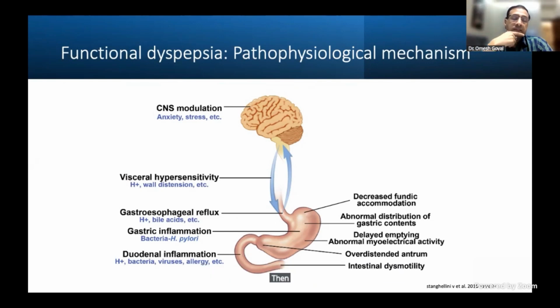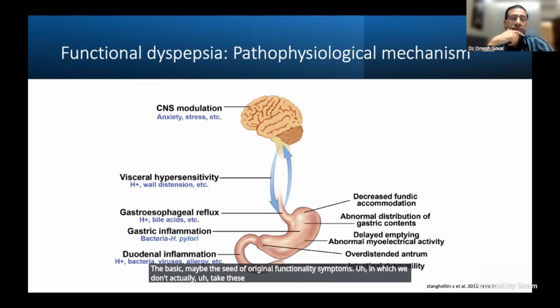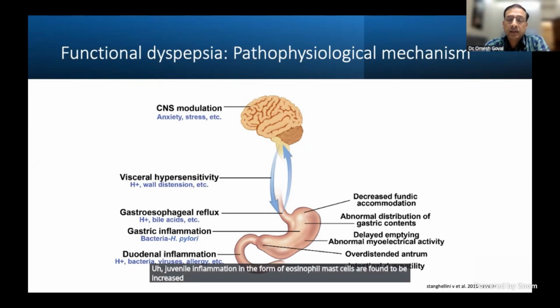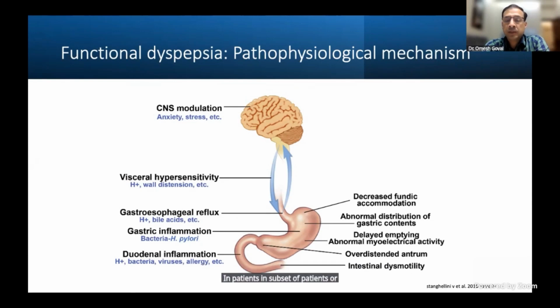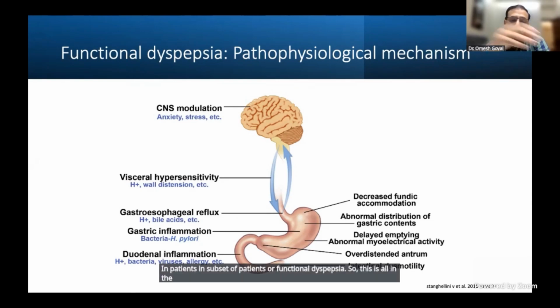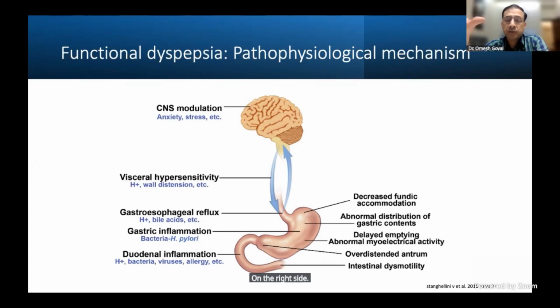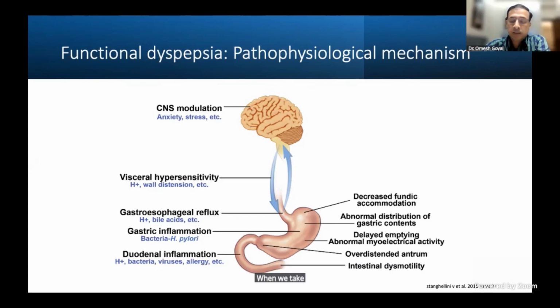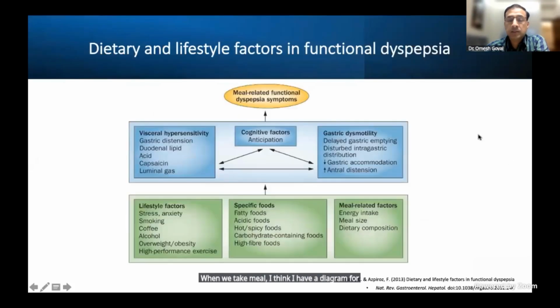Then the duodenum is a new concept. The duodenum is now called maybe the seat of origin of functional dyspeptic symptoms. We don't actually take these infections as functional dyspepsia, but in dyspepsia patients, duodenal inflammation in the form of eosinophils and mast cells has been found to be increased in a subset of patients with functional dyspepsia. So this is all in the pathophysiology. But on the motility side, the changes which happen in the stomach include decreased fundic accommodation. That is, when we take a meal, I think I have a diagram for this in the subsequent slides.